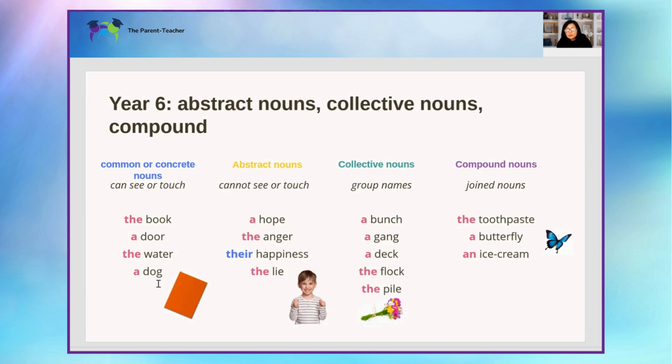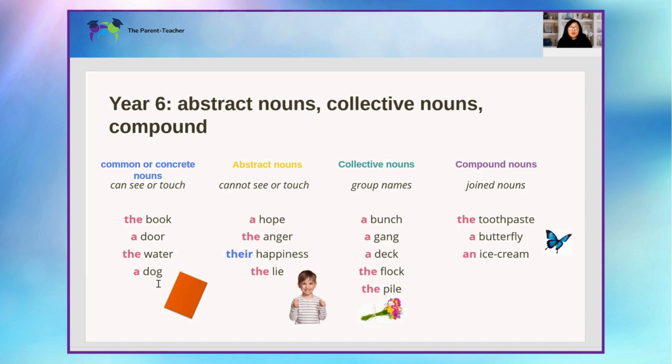Then we have group nouns. So for example, a bunch of grapes, a bunch of flowers, a gang of thieves, a gang of robbers, a deck of cards, a flock of sheep, a pile of logs. Okay, so a pile of papers. So you have group words, and they're called collective nouns. All right, so children need to learn what the collective nouns are.